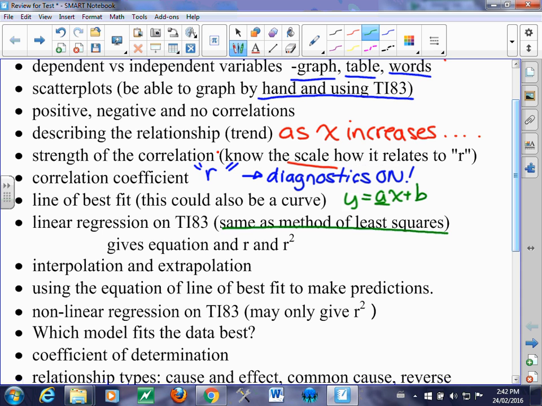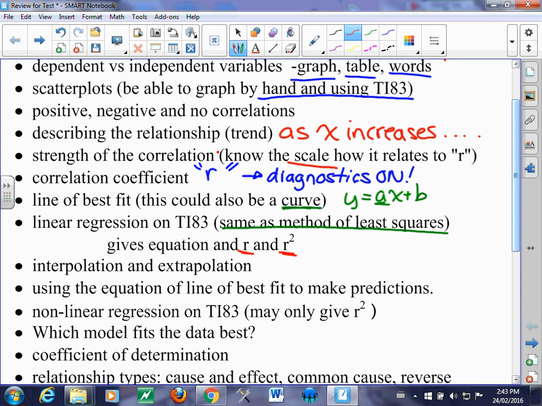And make sure that it could be a curve. If you're doing this, folks, a curve could be the nonlinear. So remember that when you do a linear regression or nonlinear regressions, this gives you an R value and an R squared value. Make sure you know which one's the correlation coefficient and which one's the coefficient of determination.